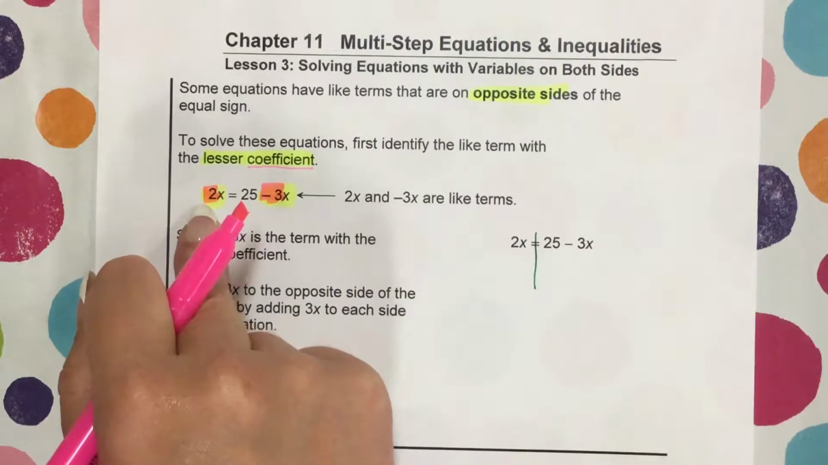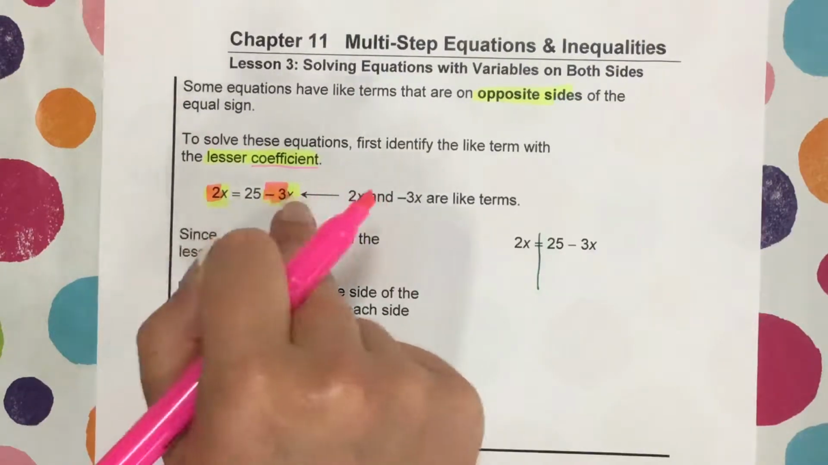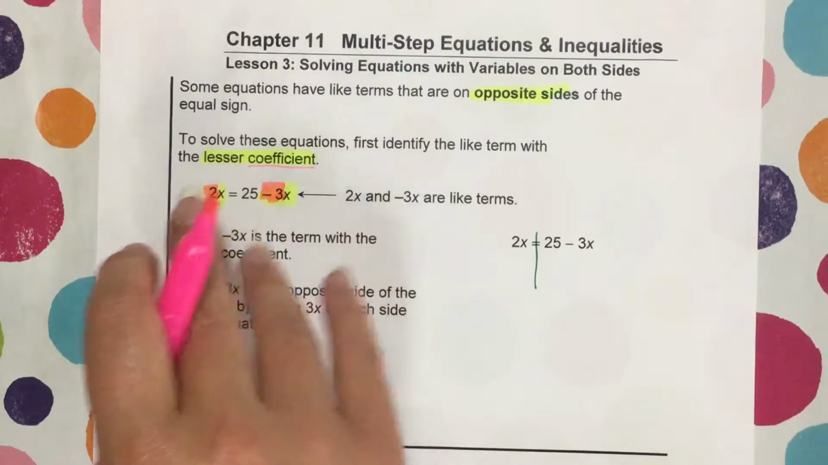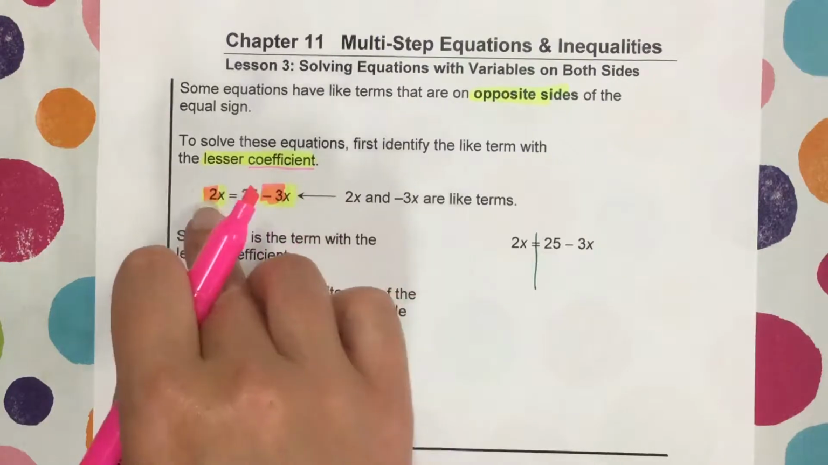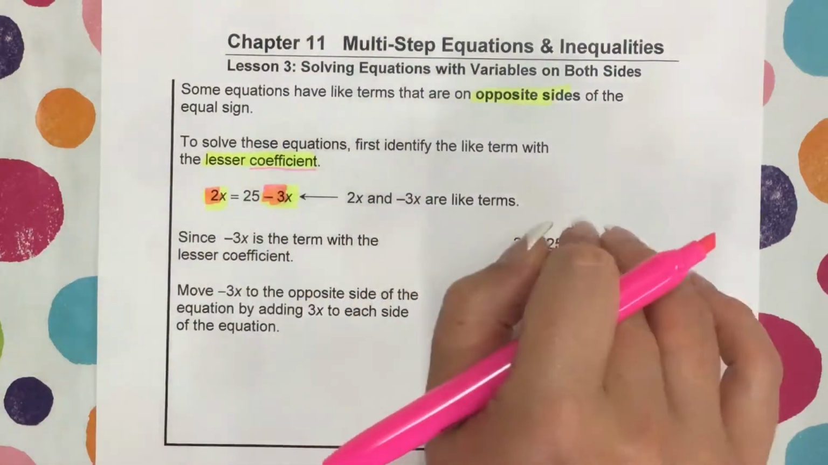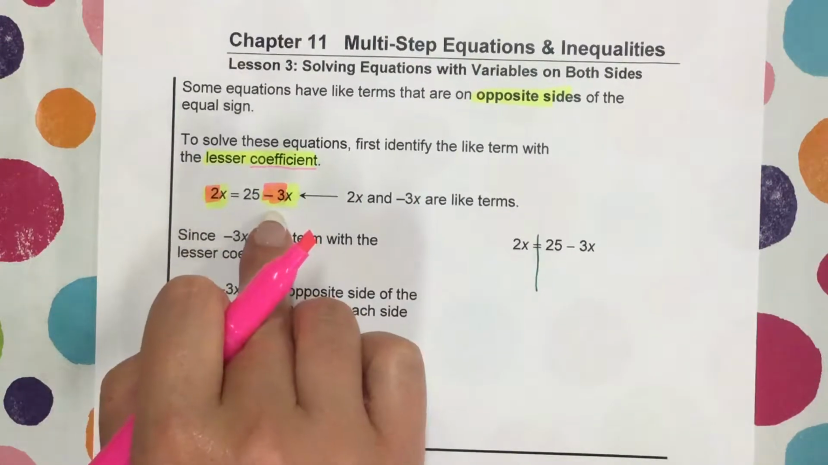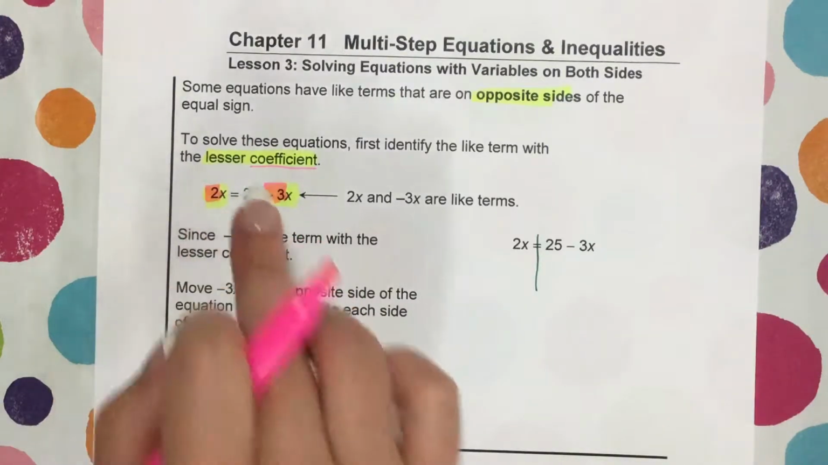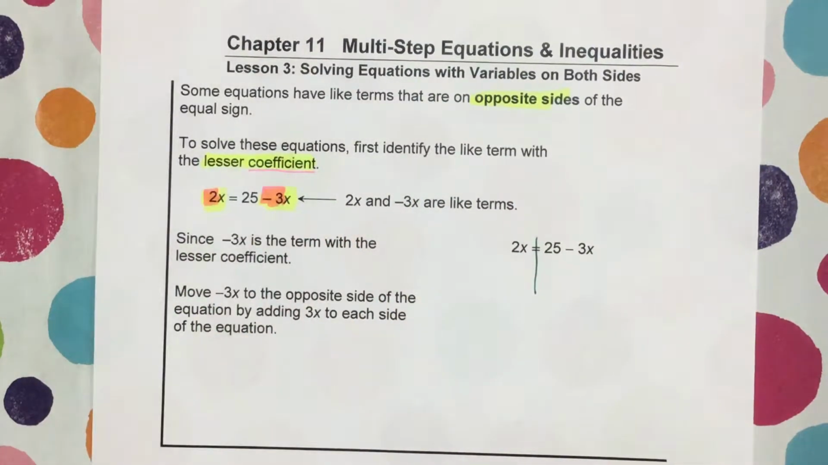So when we look at 2 and we look at negative 3, which number is smaller? Sometimes when I look at 2 and negative 3, I am kind of ignoring the signs. I'm ignoring that this is positive, and I'm ignoring that this is negative, and I just look at 2 and 3. But you can't do that with this. You have to look at it as a positive 2, and you have to look at this as a negative 3. Now, which number is bigger, 2 or negative 3? 2 is bigger, which means that negative 3 would be the lesser coefficient.